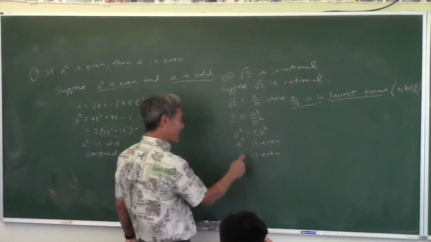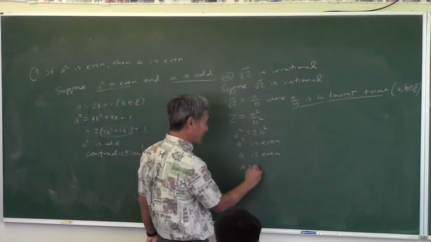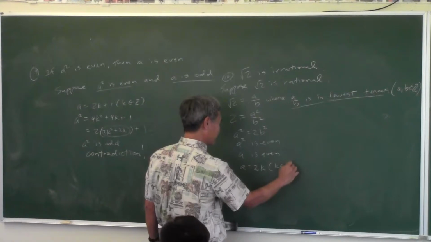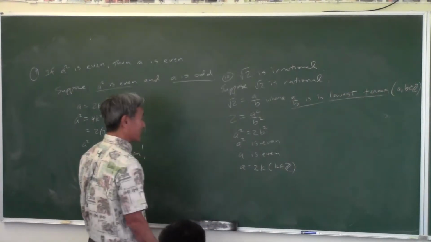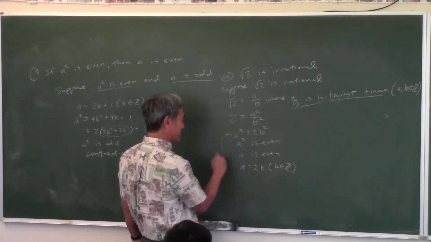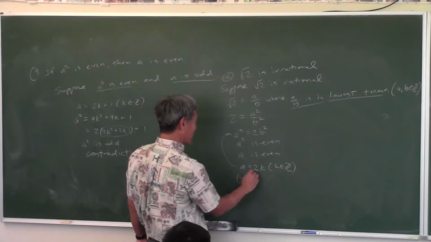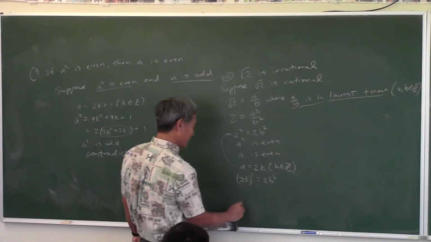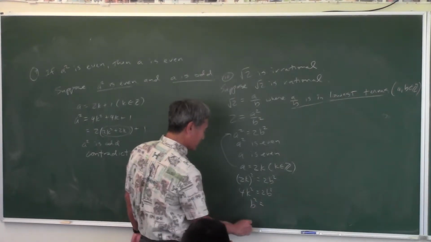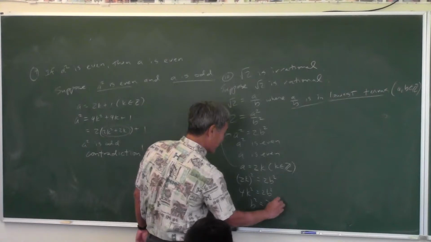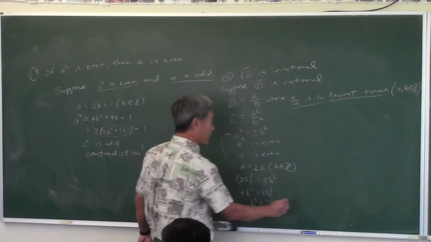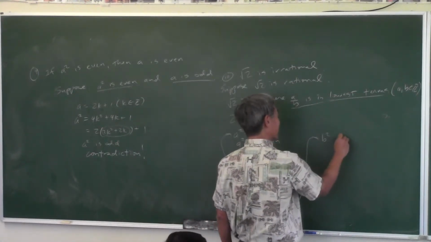Now, if a is even, according to the definition, a has to equal 2k for some integer k. Now what do you think I'm gonna do? I'm gonna substitute it back into the equation. If I substitute it back in, you get (2k) squared is equal to 2b squared. 4k squared is equal to 2b squared. Therefore, b squared is equal to 2k squared. But then b squared is equal to 2 times an integer. So b squared is even.